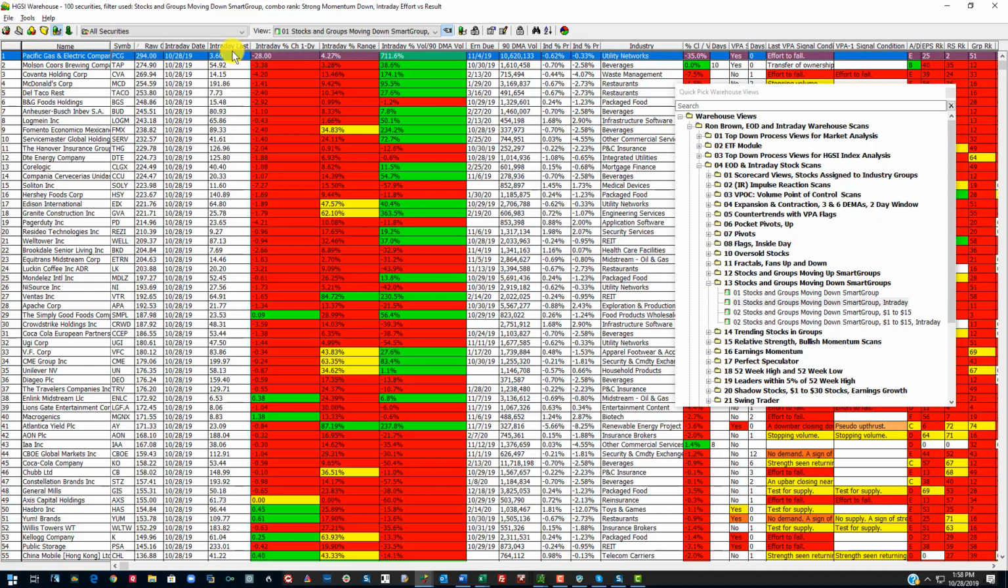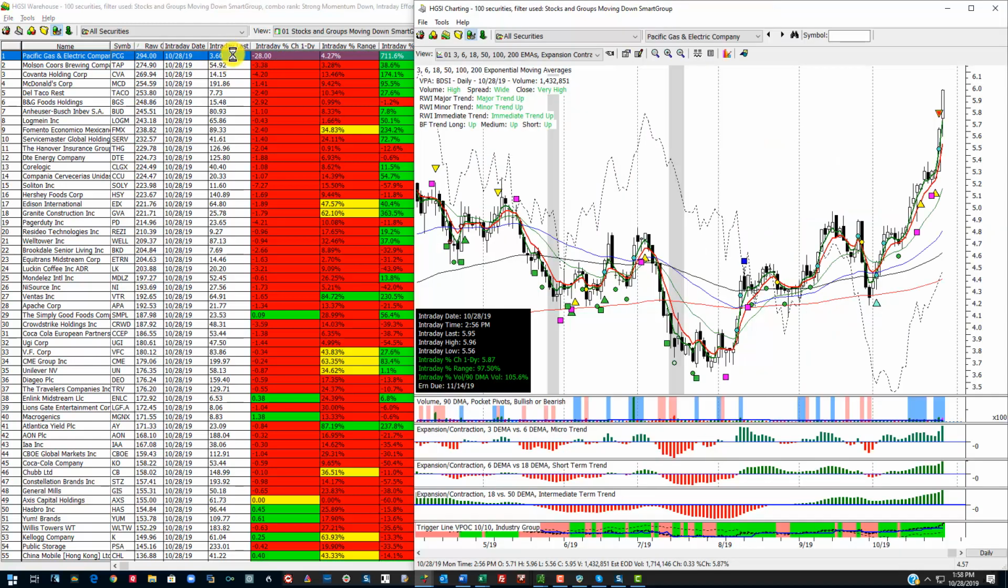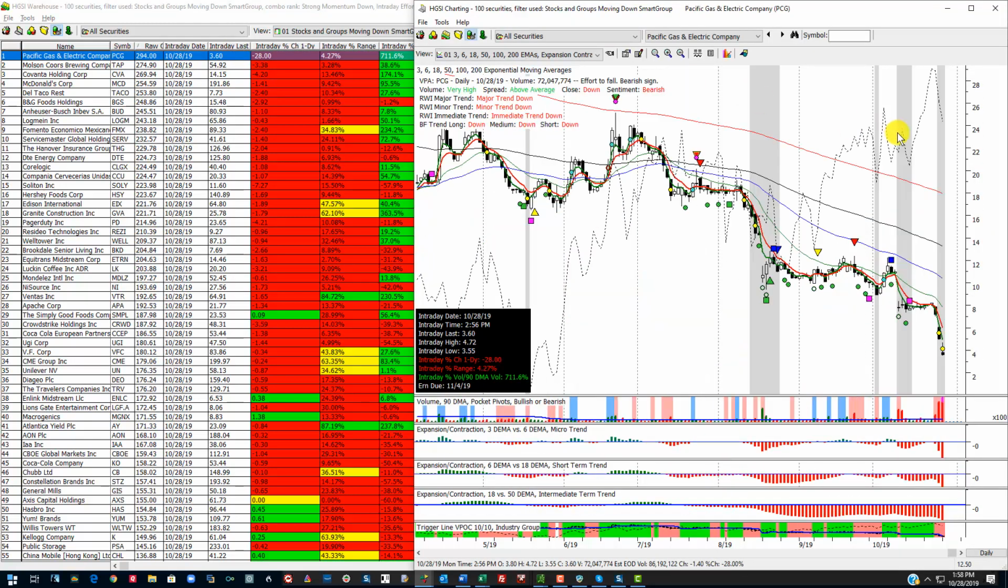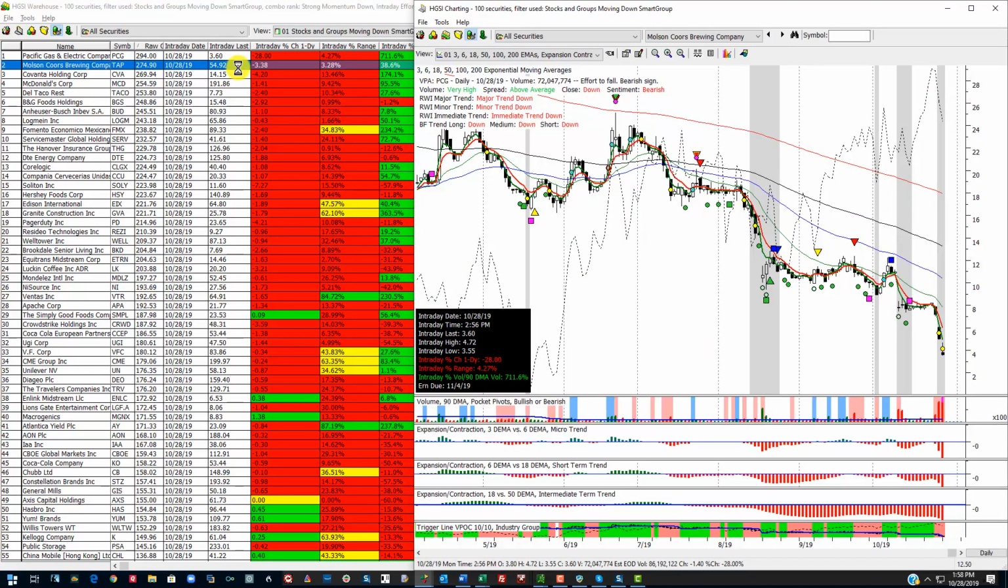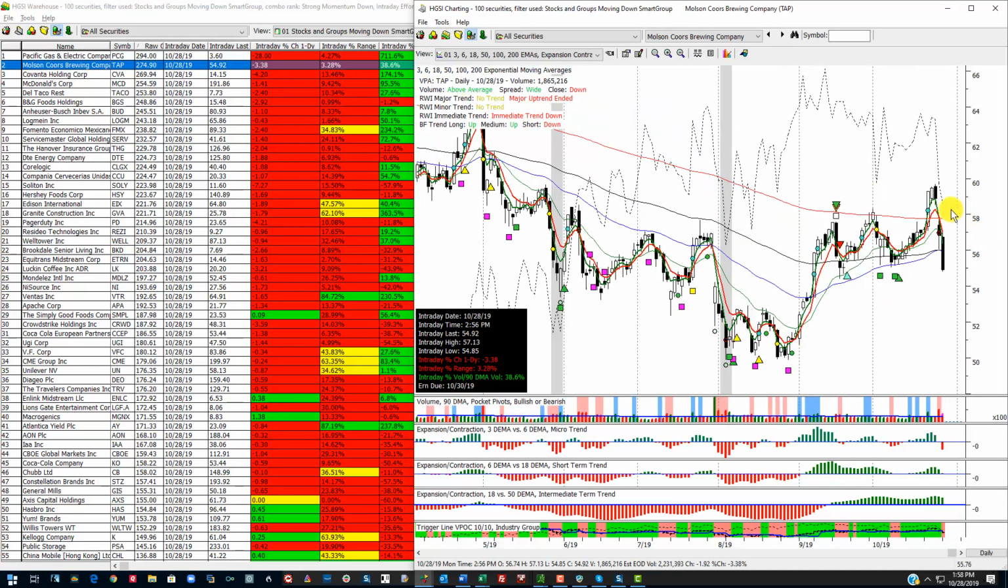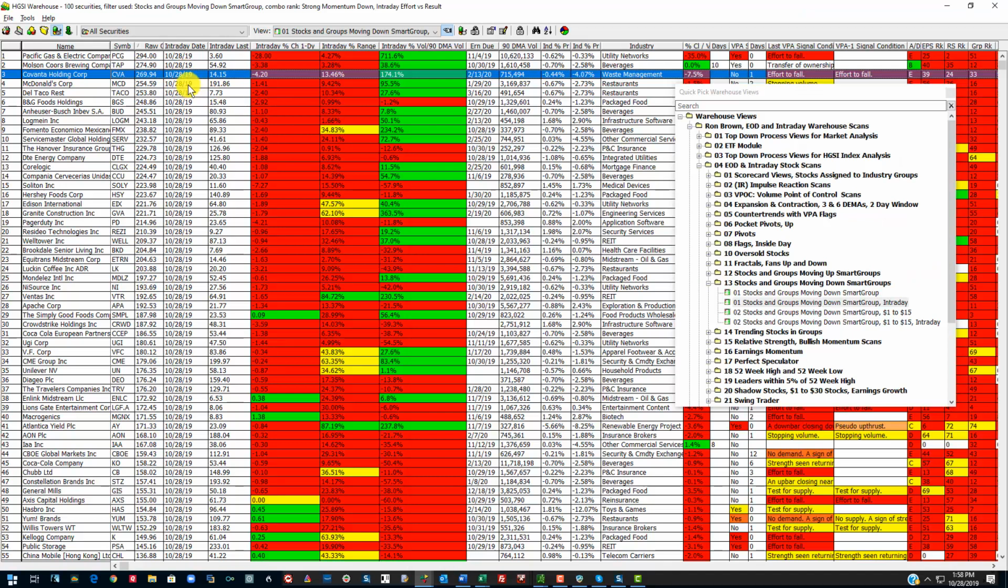You can see the Pacific Gas and Electric, which is having all kinds of problems in California, as we all know, because of the fires. Look at this stock. It just keeps going down, 28% today. Molson Coors Brewing is number 2, minus 3.38. It was down on Friday. It continues down today. It must have reported earnings last week.